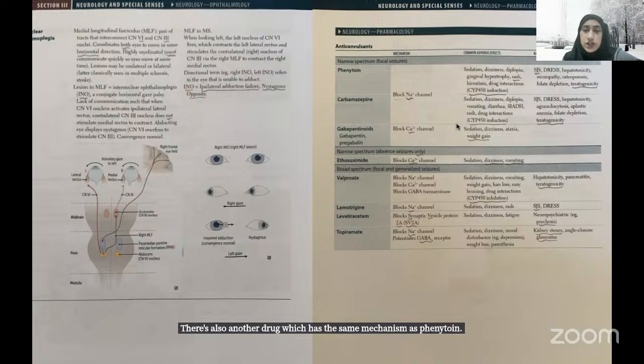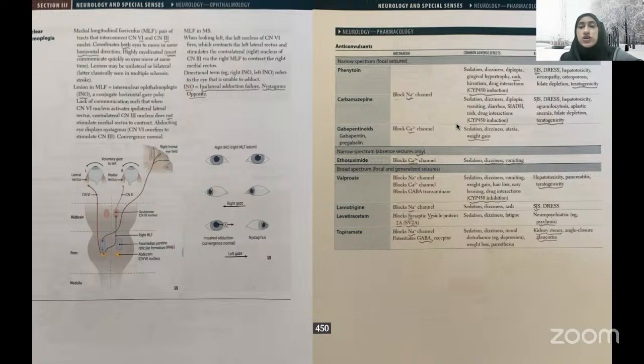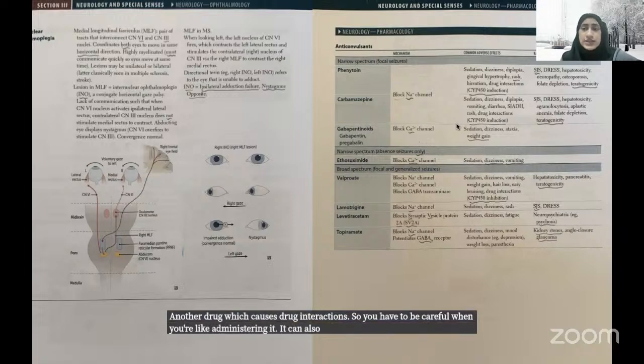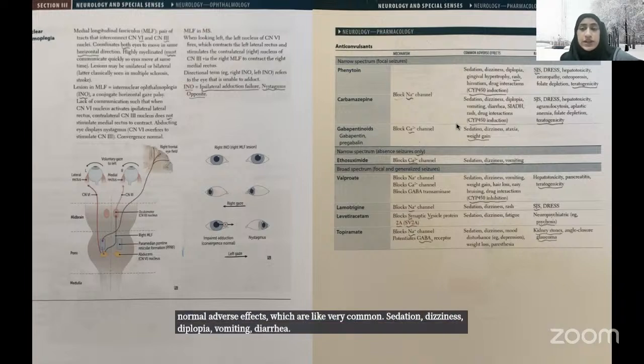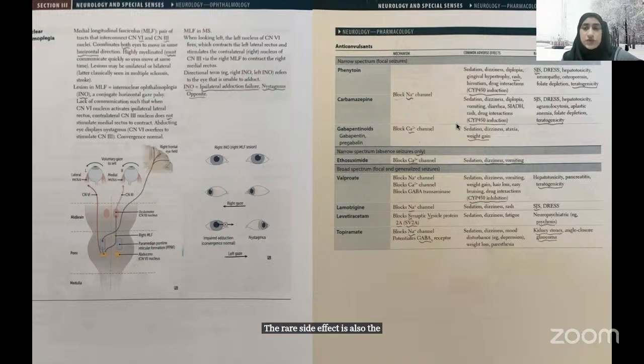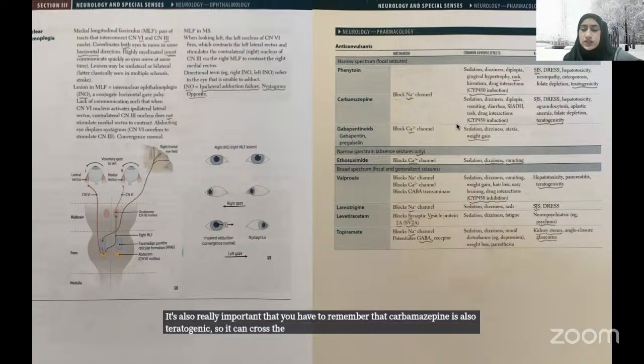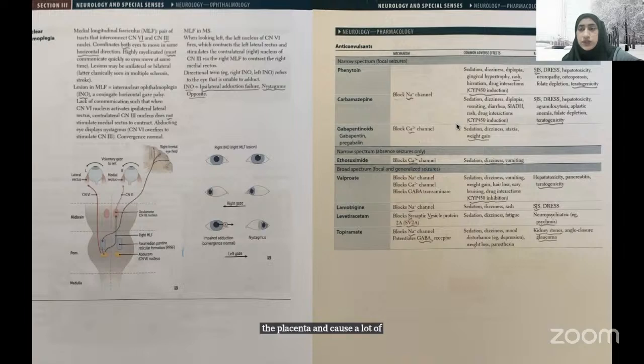There is another drug which has the same mechanism as phenytoin. It blocks the sodium channel. This drug, carbamazepine, also has CYP 450 induction, so it also causes drug interactions, and you have to be careful when administering it. It can also cause a rash, SIADH, and the other very common adverse effects: sedation, dizziness, diplopia, vomiting, diarrhea. The rare side effect that is really important to remember is that carbamazepine is also teratogenic, so it can cross the placenta and cause a lot of birth defects to the infant.